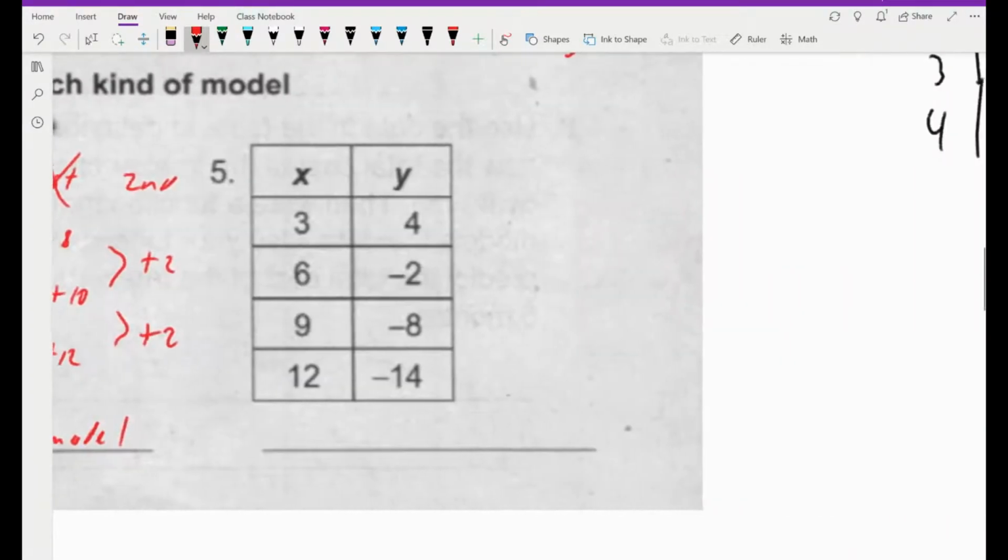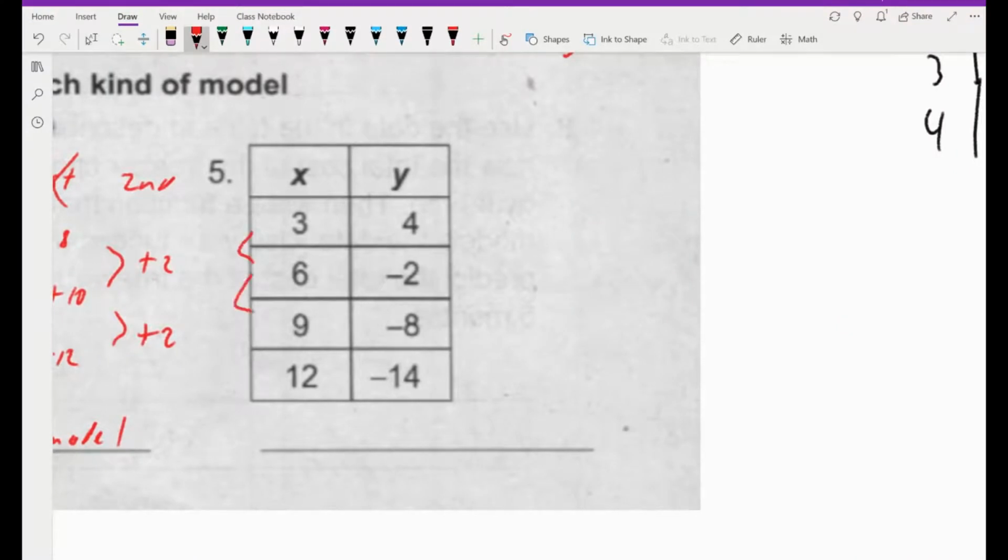Number 5, a constant rate of change on the x's. Now let's look at the y's. 4 to -2, -2 to -8, -8 to -14. We could subtract 6, and subtract 6 each time. This is a first order, so it is a linear model.